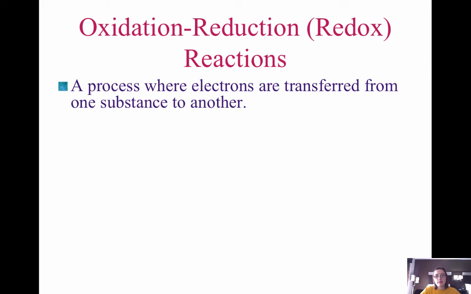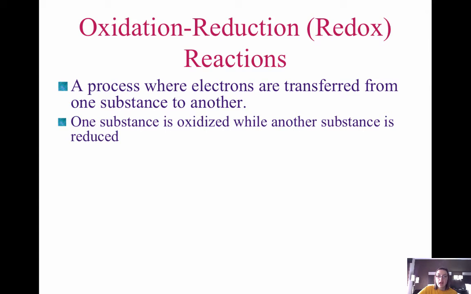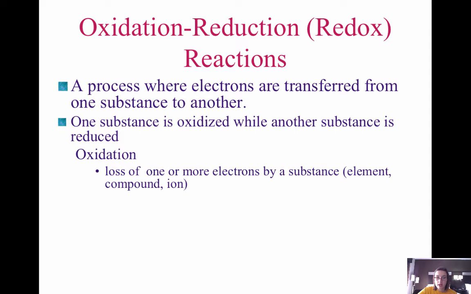Oxidation-reduction, or redox, reactions are just a process where electrons are transferred from one substance to another. So it's all about the transfer of electrons. You have one substance being oxidized while another is reduced. Oxidation is when something loses one or more electrons. Whether an element, a compound, or an ion loses electrons, that is oxidation. It will have an increase in oxidation number, maybe from 0 to +2 or +2 to +4.